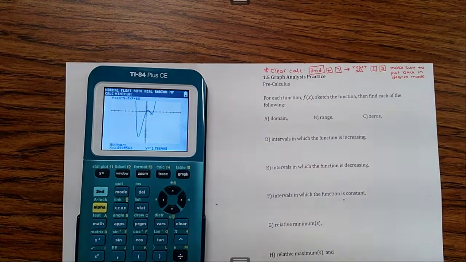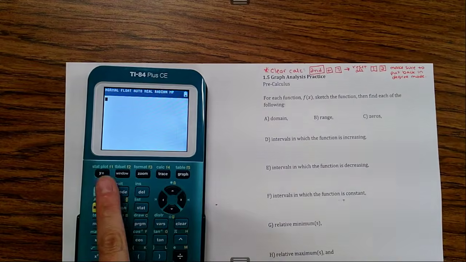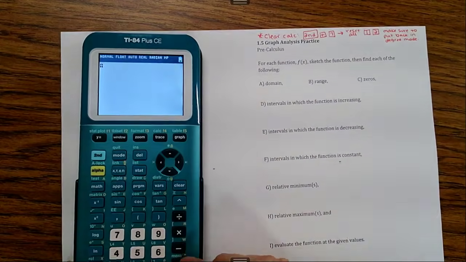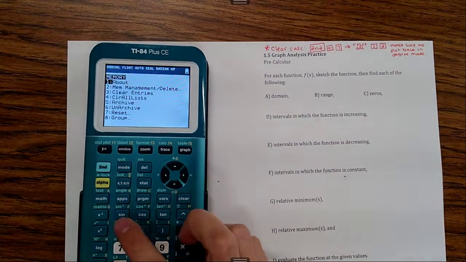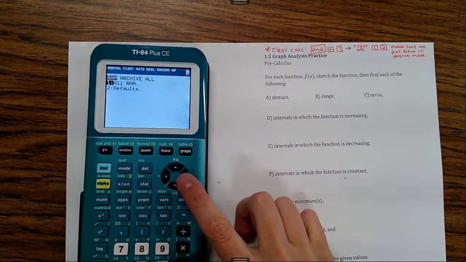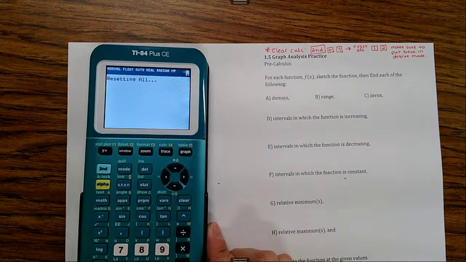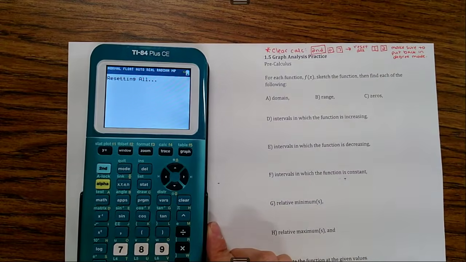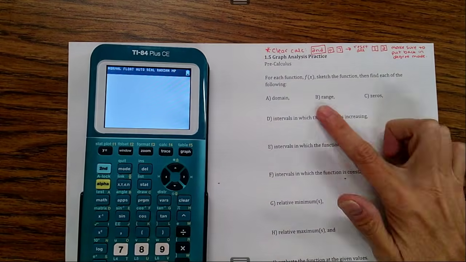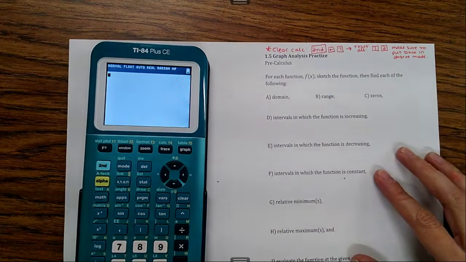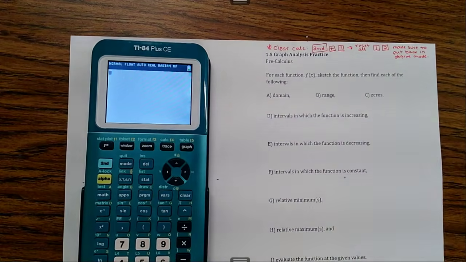All right, so let's start by clearing our calculators. So second plus 7, and we're going to arrow over to all, 1, 2. All right, so again, just like we did that, we're going to go through kind of what we're doing on the calculator, and then we're going to practice it. So we're going to write down all the steps so that we know what they are.